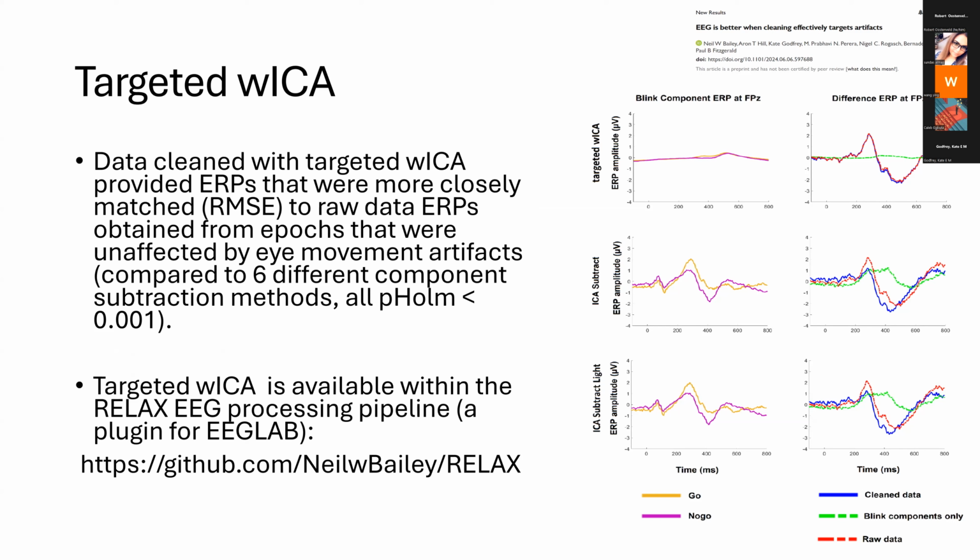So we've made that targeted wavelet enhanced ICA method available within the Relax preprocessing pipeline, which is a plugin for EEGLAB. And I've just noted the GitHub repository there. You can also find it through that "EEG is better when cleaning effectively targets artifacts" preprint that I've got listed up the top.